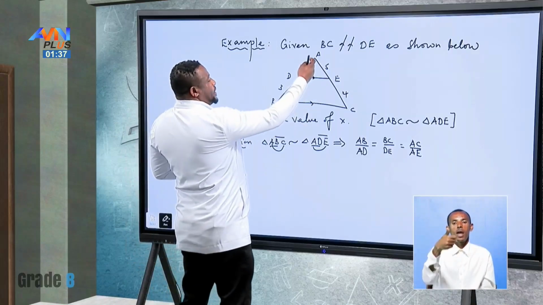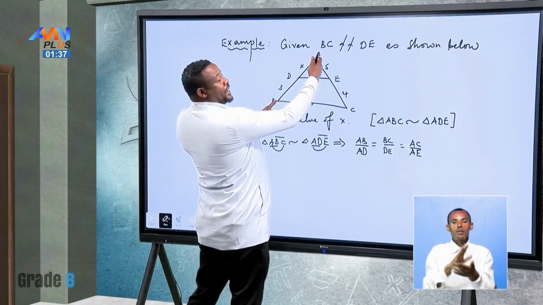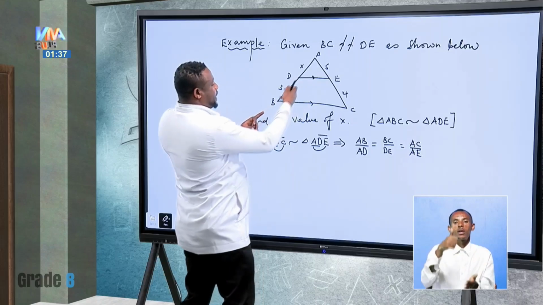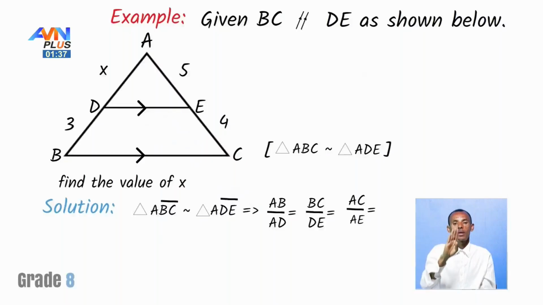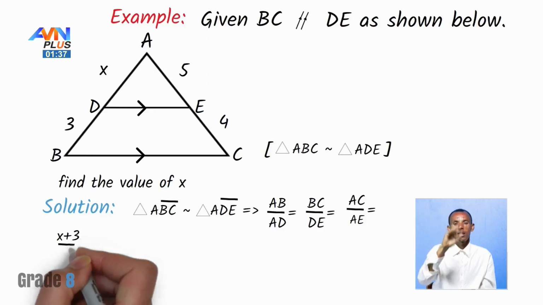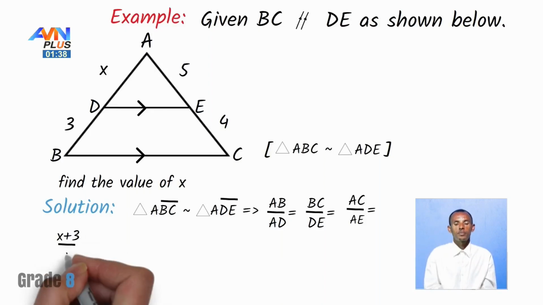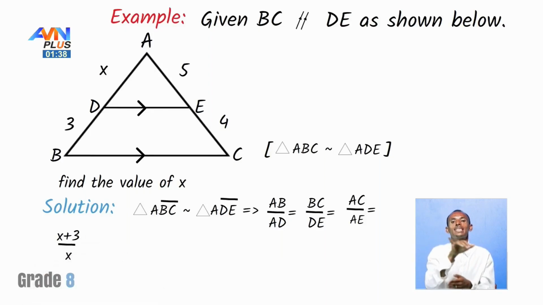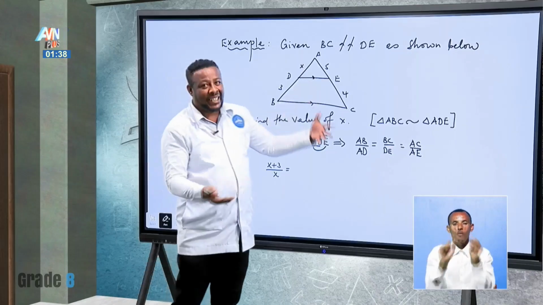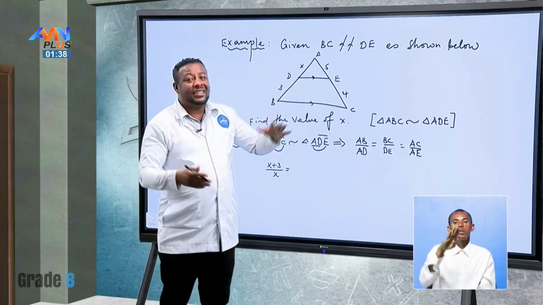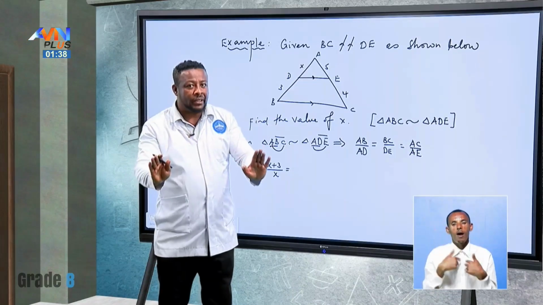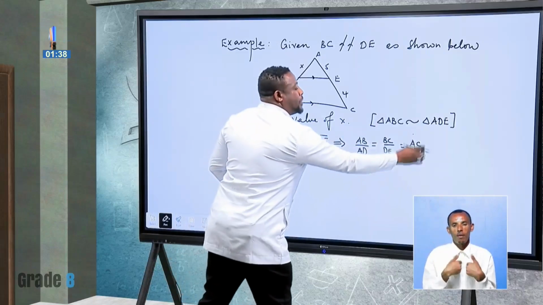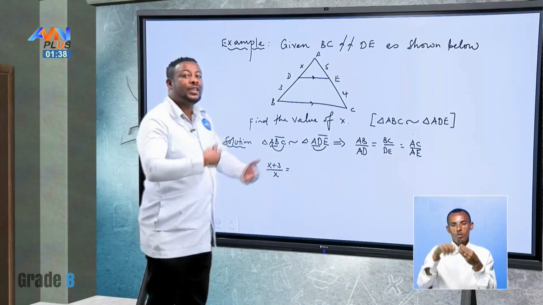So AB is the distance between these 2 points. That means AD plus DB. So you need to add these 2 things. So AB is x plus 3 over AD means x, right? This must be the same as BC over DE. Here, BC and DE are not known, so we don't have values here, so we can skip it, right? Because we have another important information about these 2 triangles on the third proportion.